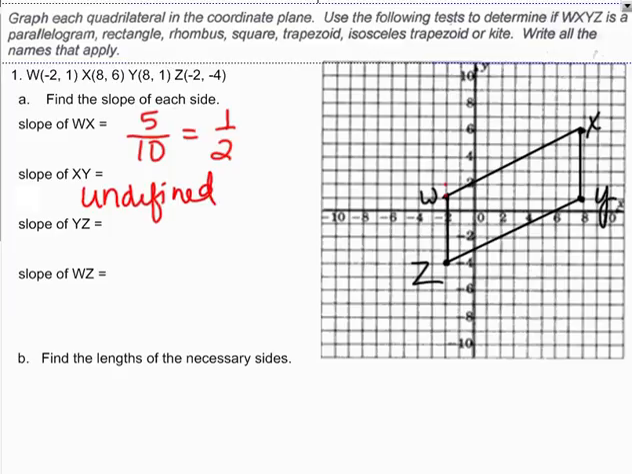All right, so now we look at the slope of YZ. Well, from Z to Y, we count 1, 2, 3, 4, 5 up. And 1, 2, 3, 4, 5, 6, 7, 8, 9, 10. So 5 up and 10 to the right. Again, that's going to be 1/2. So now we look for the slope of WZ. Well, WZ again is undefined. It's straight up and down. That's undefined.